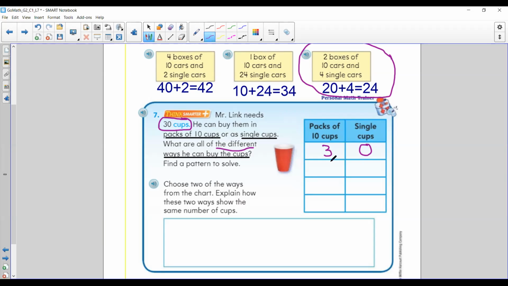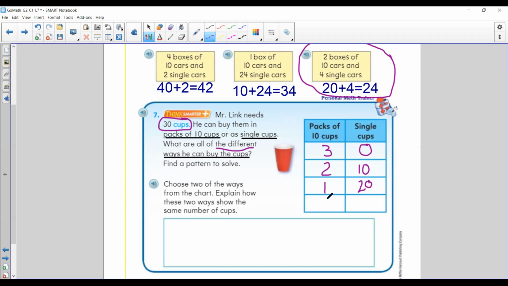But what if he took one of those 10s away and we find our little pattern and we take 1 10 away and we make 2. So now he has 2 packs of 10 and we have to add that 10 to the singles. So that's actually 10. And then if we take a 10 away from the 2, that would be just 1 package of 10. But then we have to add 10 to 10. What would 10 plus 10 be? That would be 20.